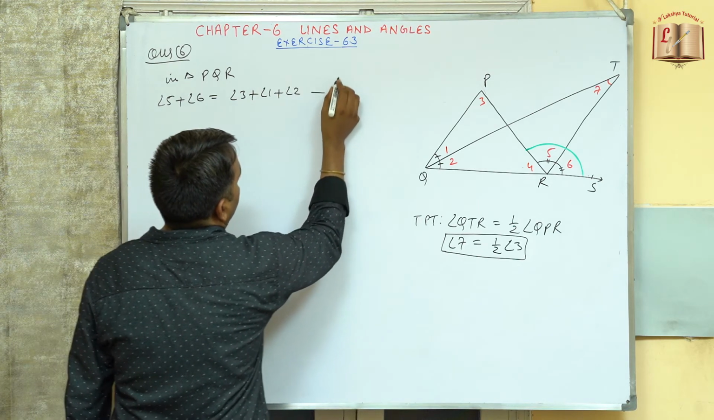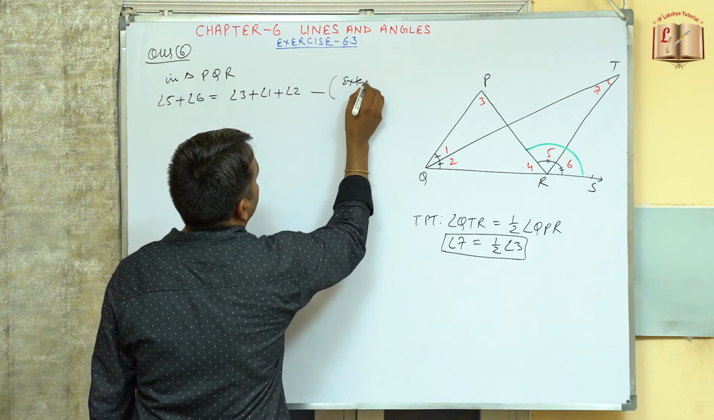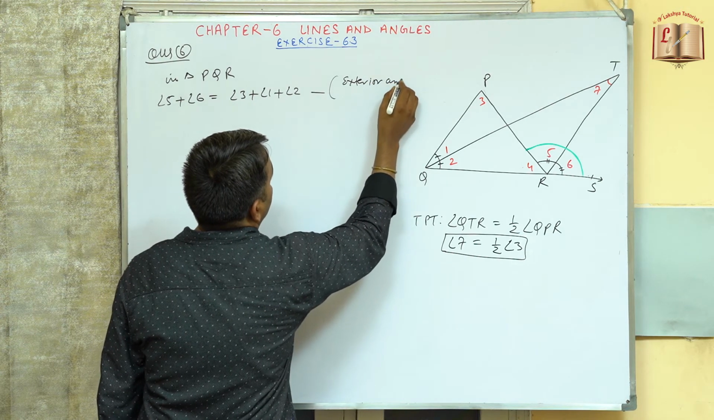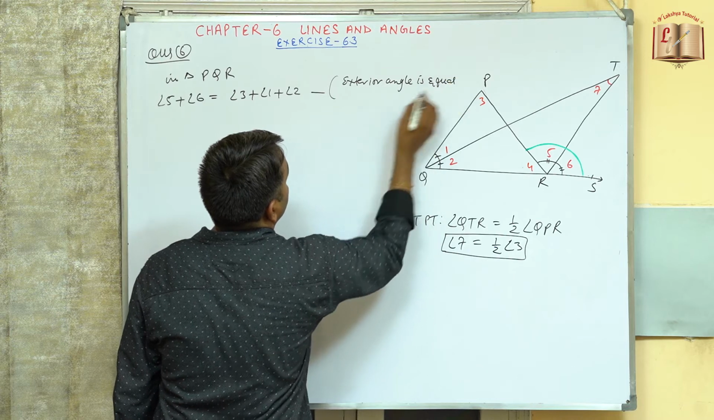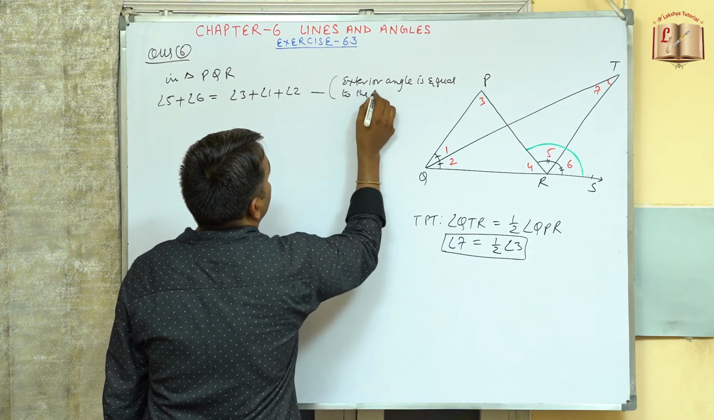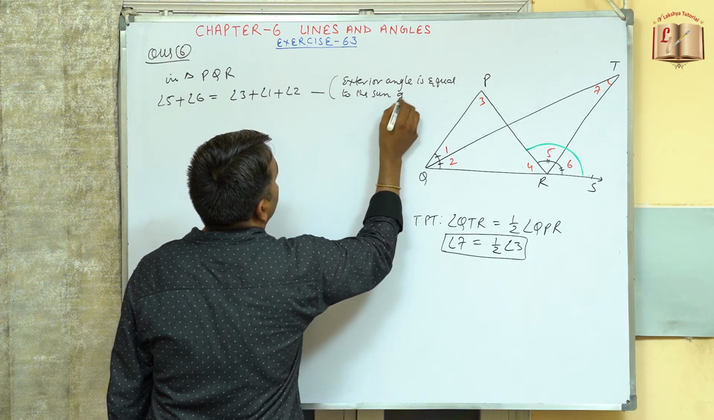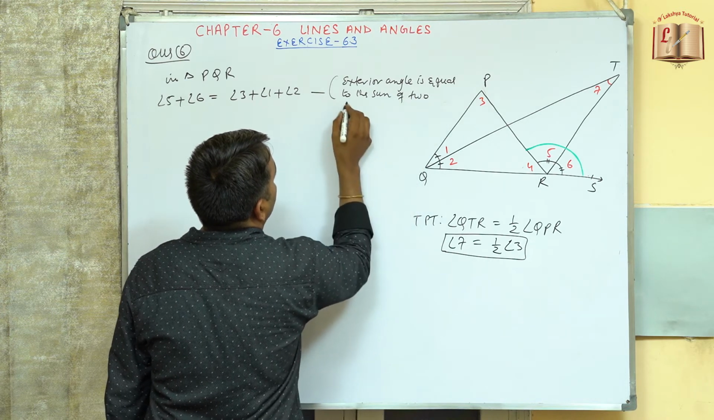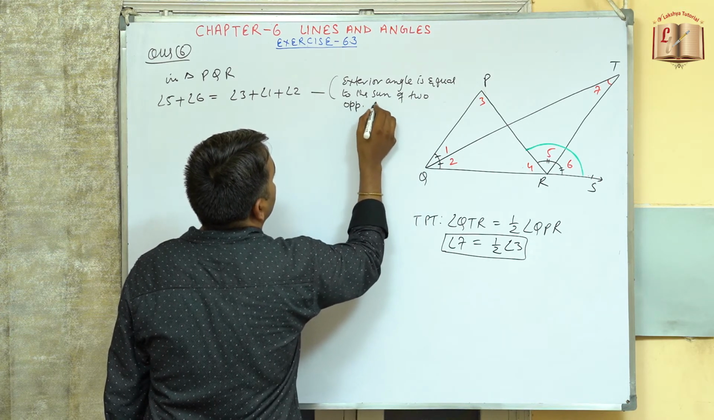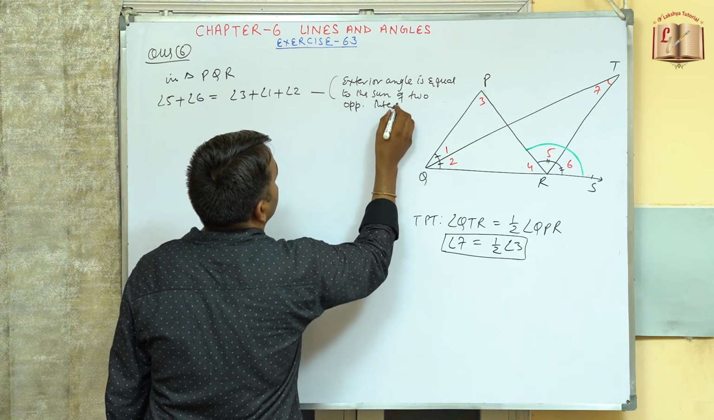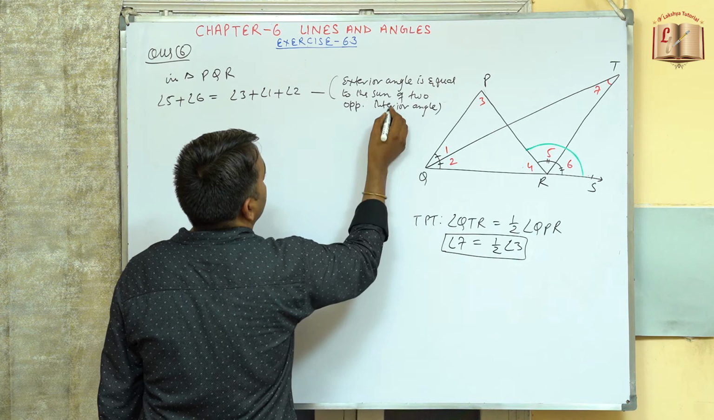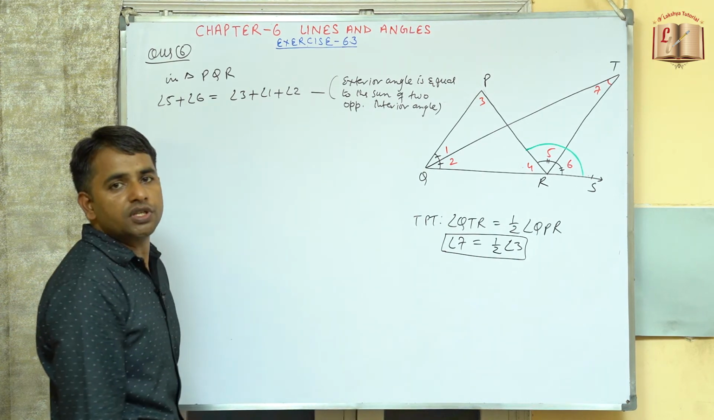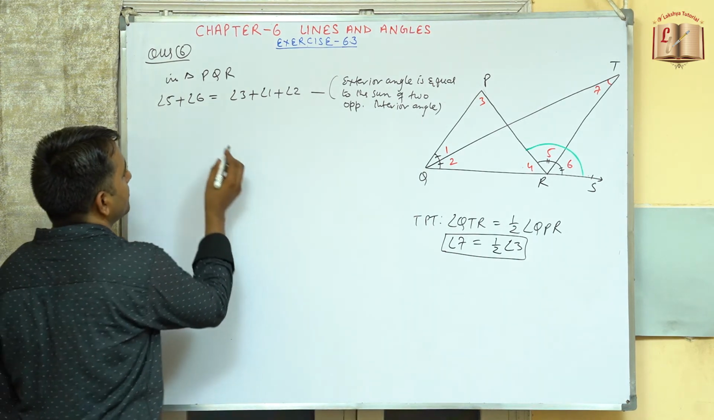So I can write: exterior angle is equal to the sum of two opposite interior angles.